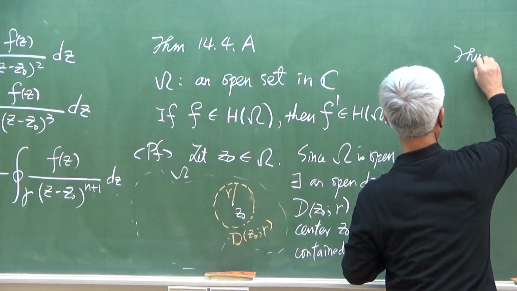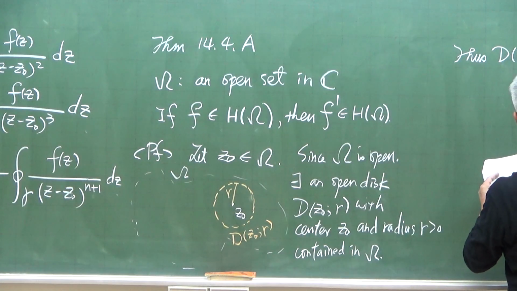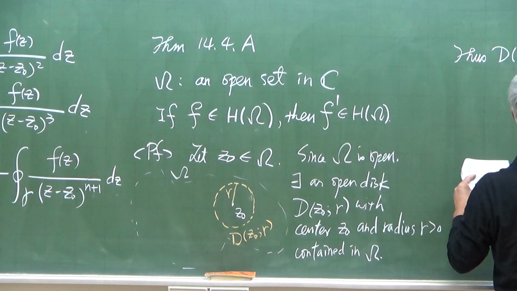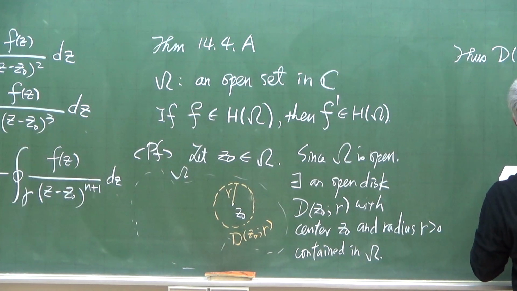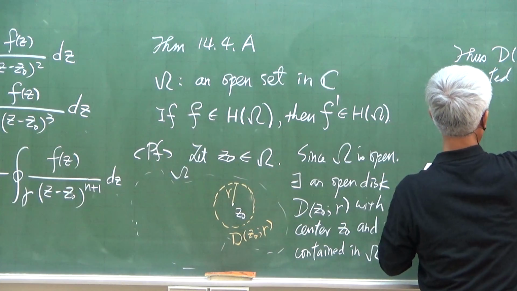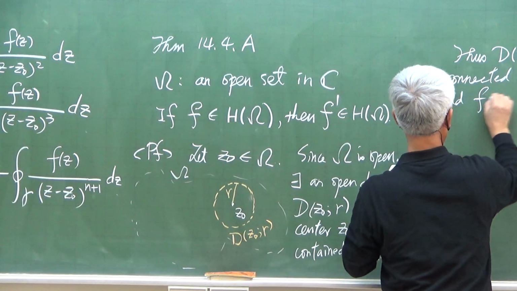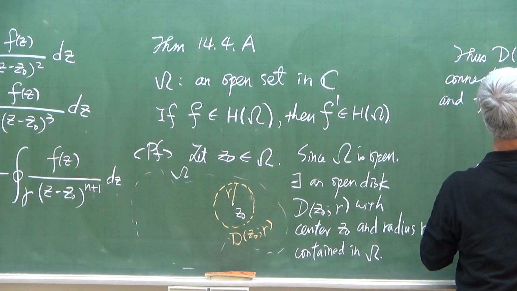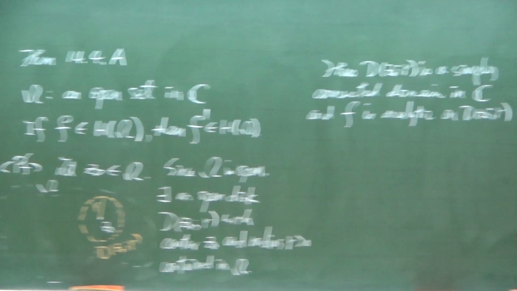Alright, so that the open disk D(z0, R) is a simply connected domain in the complex plane, and f is analytic on D(z0, R). Okay, so f is analytic.